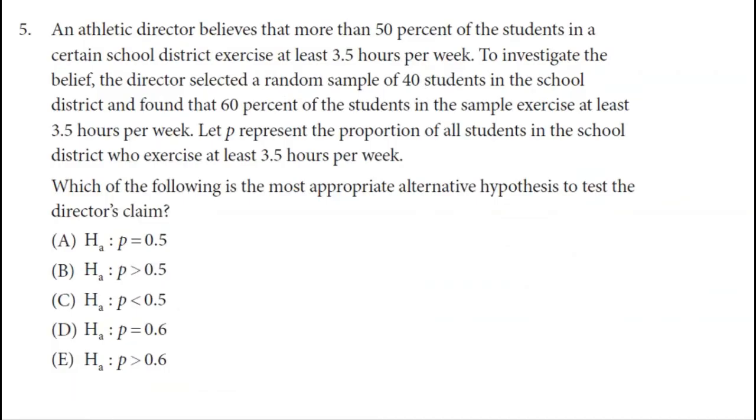All right, in this question, it says an athletic director believes that more than 50% of the students in a certain school district exercise at least 3.5 hours per week. To investigate the belief, the director selected a random sample of 40 students in the school and found that 60% of the students in the sample exercise at least 3.5 times per week. Let P represent the proportion of all students in the school district who exercise at least 3.5 hours per week. Which of the following is the most appropriate alternative hypothesis to test the director's claim?